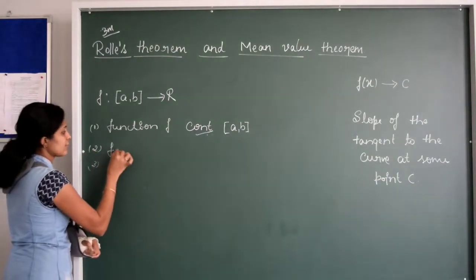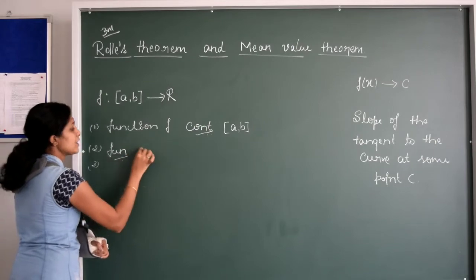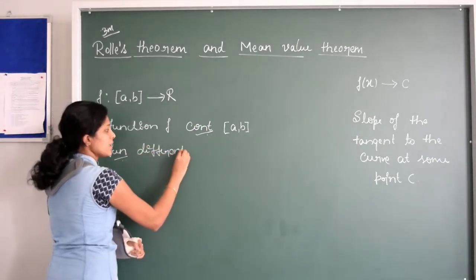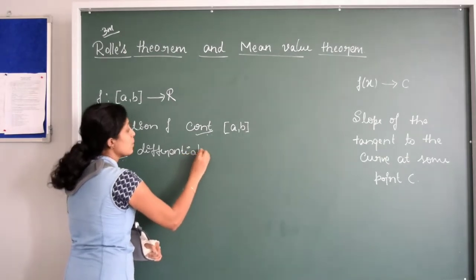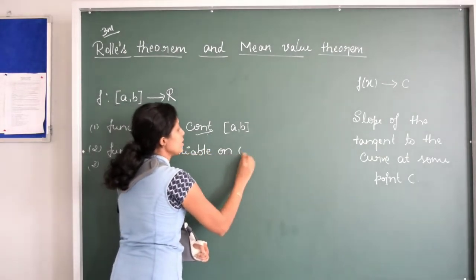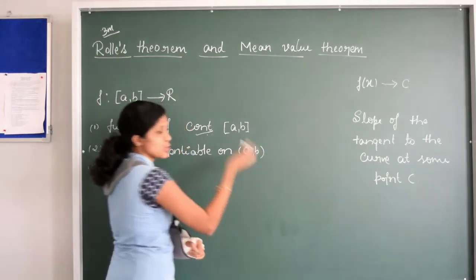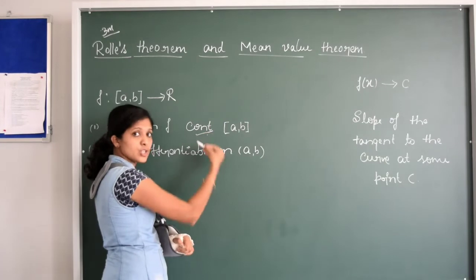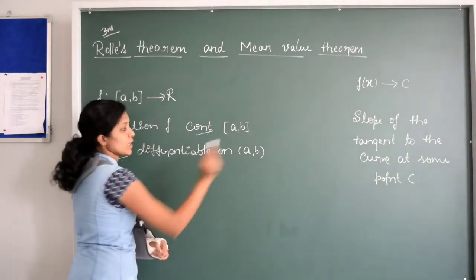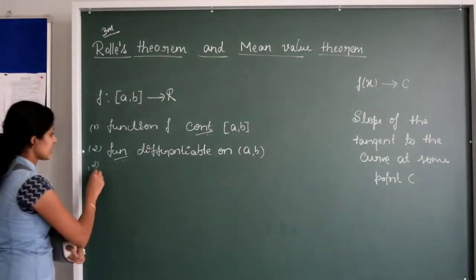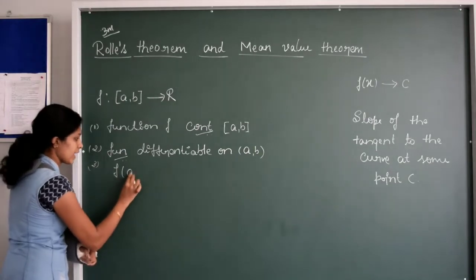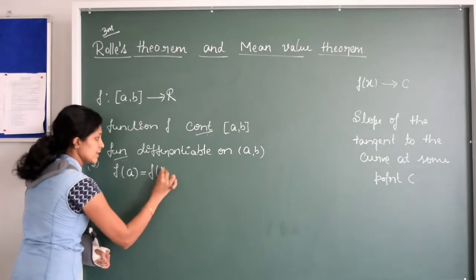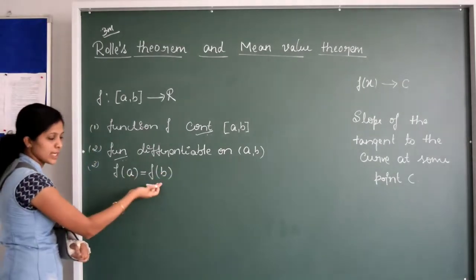Second, the function should be differentiable on open interval a comma b. That should be continuous on closed interval, I mean, the endpoints are included. Differentiable means that it should be differentiable on the open interval a comma b. Then the third condition is that the value of f of a should be equal to f of b. Is it clear? The value of f of a should be equal to f of b.